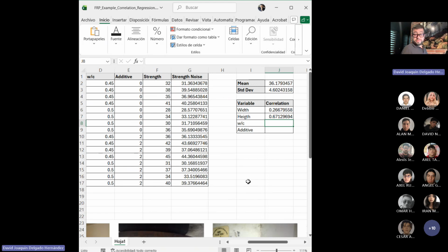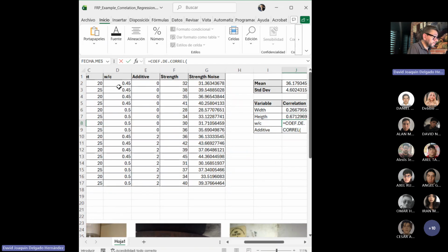Now let us do it with the water cement relation. So it is equals coef de correl, and I choose this range, which is from here until there, comma, from here until there, and I close the parentheses. Enter.